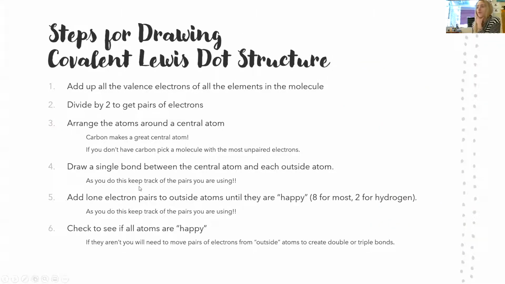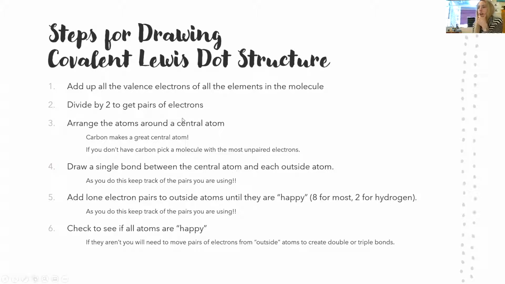Okay. So here are steps for drawing covalent Lewis dot structures. It's pretty detailed, probably gonna wanna write them down somewhere. So the first thing we do is add up all the valence electrons of the elements that we have available to us. We're gonna divide that by 2 to get the pairs of electrons, because remember, pairs is what gives us our dots or our lines.